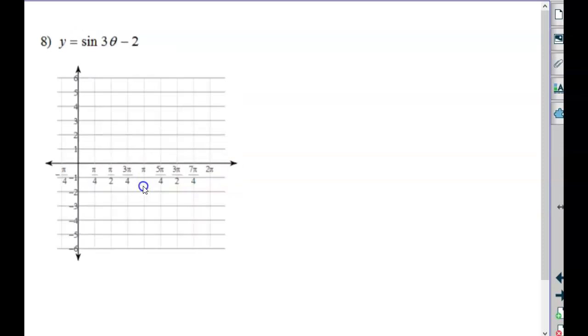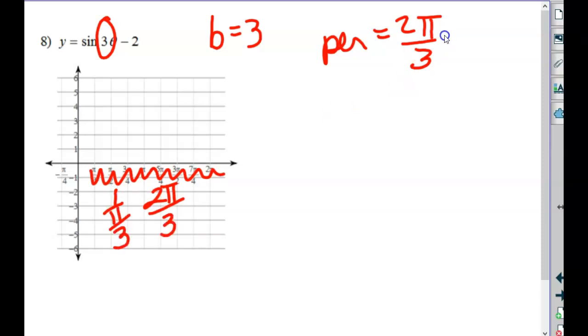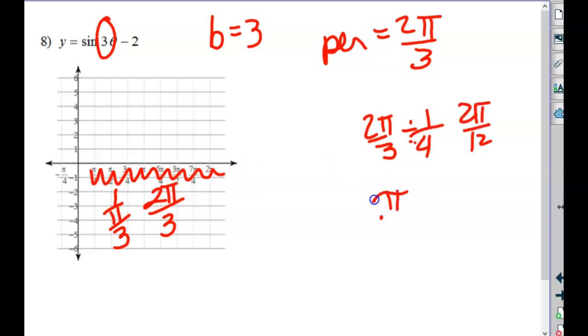Okay. Like number 8, what is the period on 8? This B is 3, so the period is 2 pi over 3. So it would be real hard to mess with those labels, right? Figure out where you're going. So I just eliminated those so you can label something out here 2 pi over 3. And then halfway there would be 1 pi over 3. Anybody remember what the quarter points are? 2 pi over 3 divided by 4 is 2 pi over 12. These are pi over 6s.